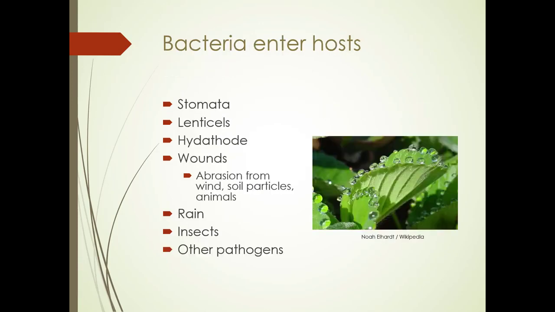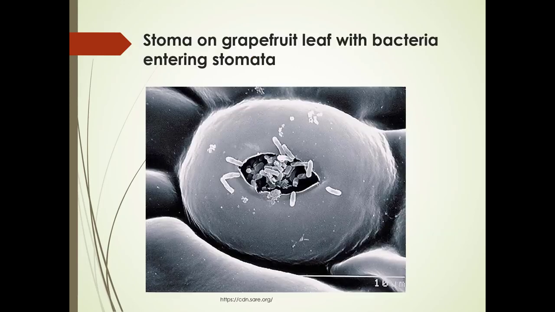So they can enter the host through stomata, lenticels, hydathodes. That's what we have the picture of here, these little pore-like structures at the end of leaves. And this is guttation happening here. Through wounds, abrasion from wind, soil particles, of course pruning, animals, rain, insects, and other pathogens. And here's a close-up on the stoma with a grapefruit leaf with bacteria entering the stoma. So you can see they're very tiny.